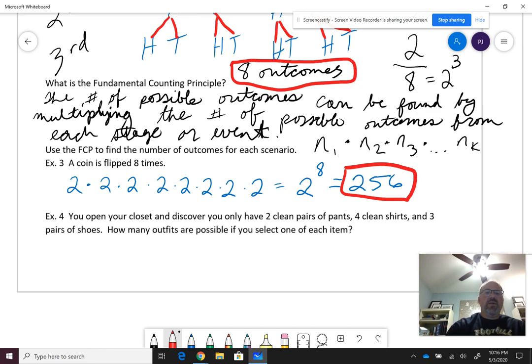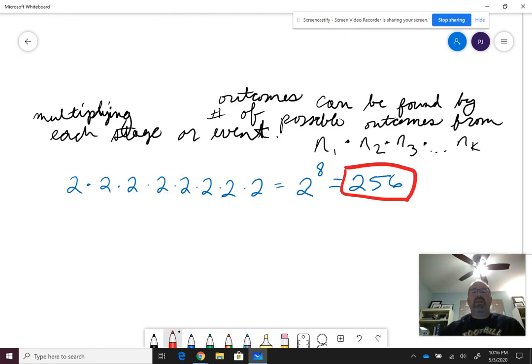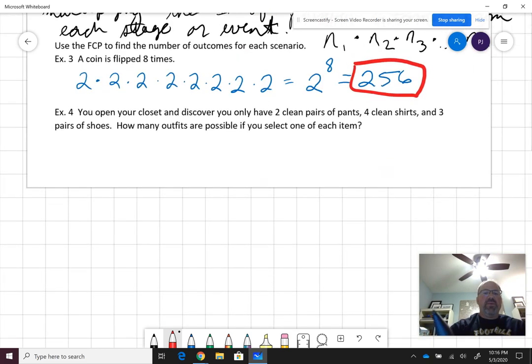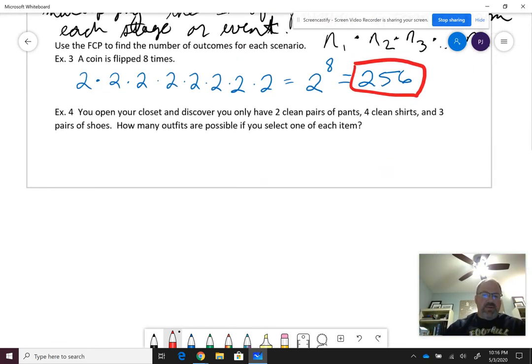All right, so what if you're not flipping a coin? What if it's something other than that? What if there's more than 2 possible outcomes? Let's take a look at that. You open your closet and discover you only have 2 clean pairs of pants, 4 clean shirts, and 3 pairs of shoes. How many outfits are possible if you select one of each of them?